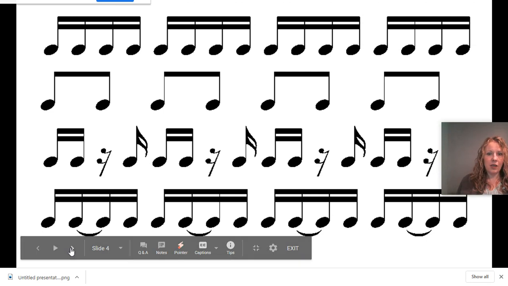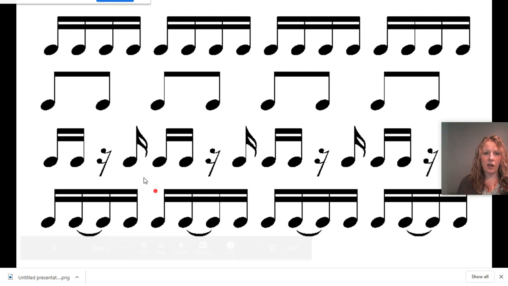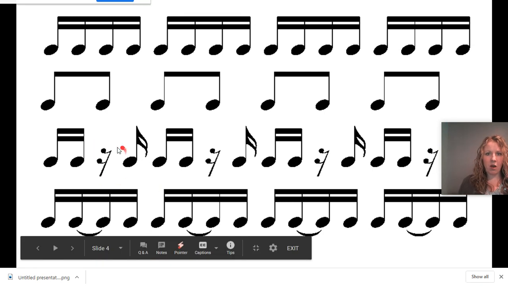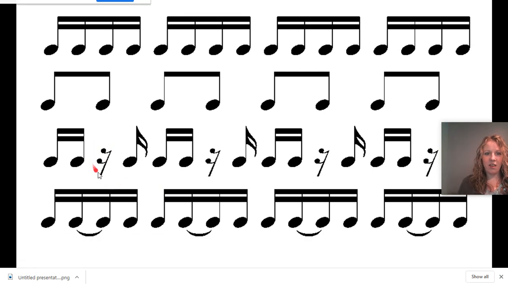Now it's starting to look complicated. The new thing on the page is what? I'm circling it right now. What is that? If you said 16th rest, you'd be correct. So just like the 16th note has 2 bars at the top, the 16th rest has 2 little heads to it. Just do line 1 for right now.